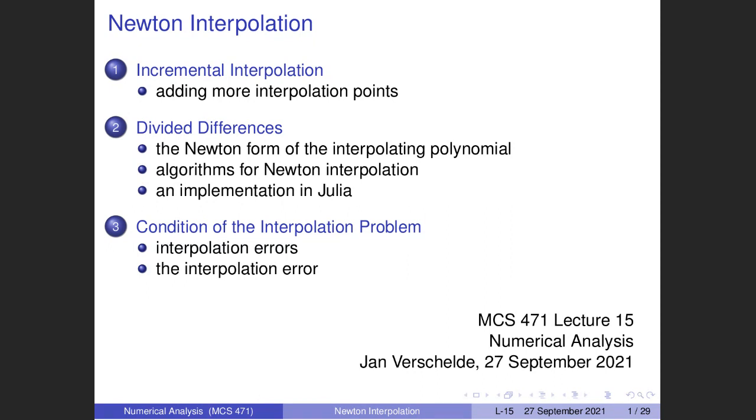In this lecture, we start out with the problem of adding more interpolation points, what you could call incremental interpolation. We add more interpolation points in order to get a more accurate approximation. The goal of this lecture is indeed to study Newton interpolation, but in the last part we will see an expression for the interpolation error. And we will give a rule, what is called an X-term rule, that will help us to decide when to add one more interpolation point.